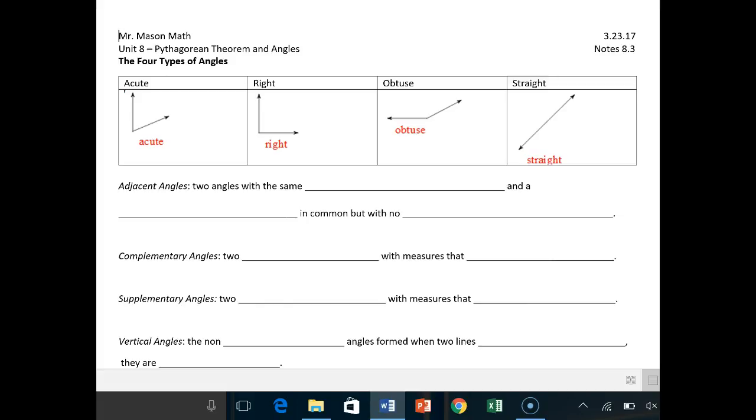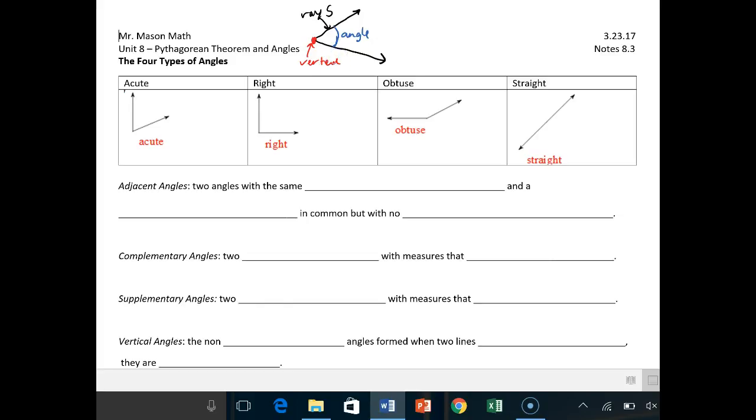So first of all, an angle is created when you have two rays joined together at a vertex. A ray is something like this, and a vertex is the point where two rays meet. When I have two rays meeting together, the space inside is the angle, right? These are rays, and this right here is called the vertex, the point where the rays meet.